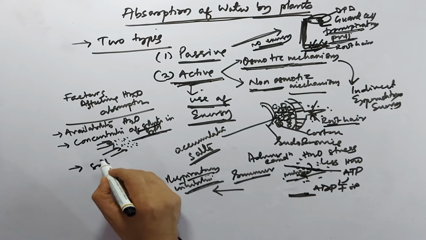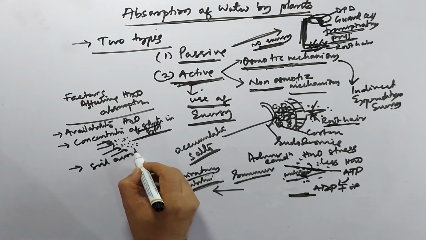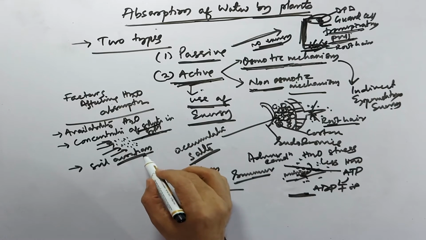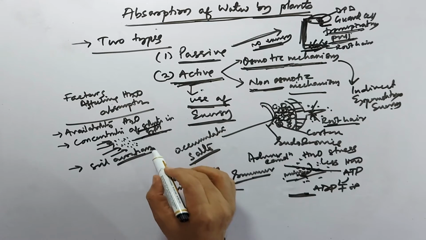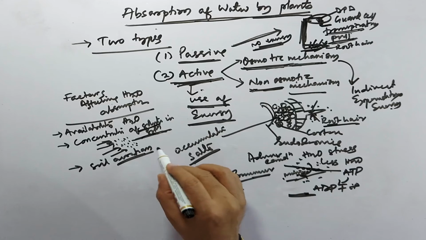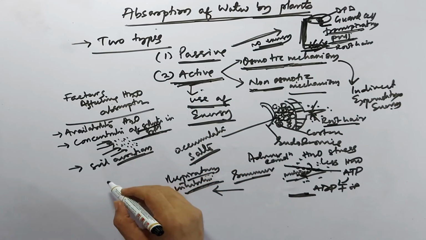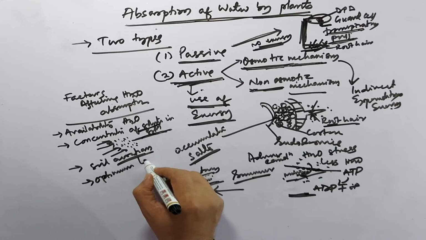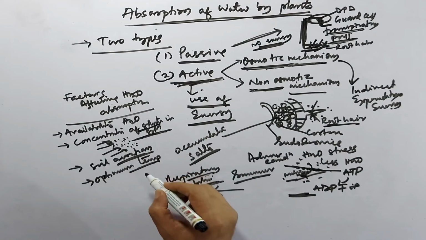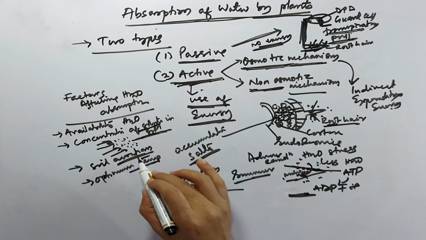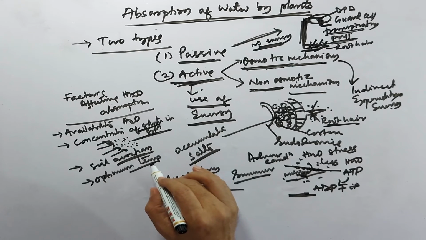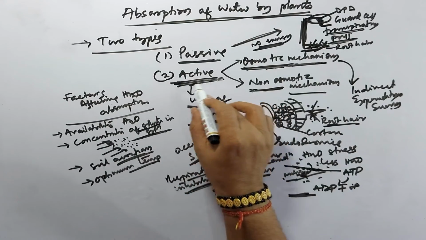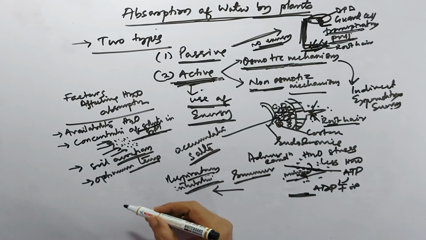Then soil aeration also plays a very important role, because when the soil is more porous there is flow of oxygen, and this further affects the active water absorption. And the optimum temperature also plays a very important role, because we have already discussed in the biomolecules chapter that enzymatic activity is highest at the optimum temperature. So in active water absorption it has a very significant role.